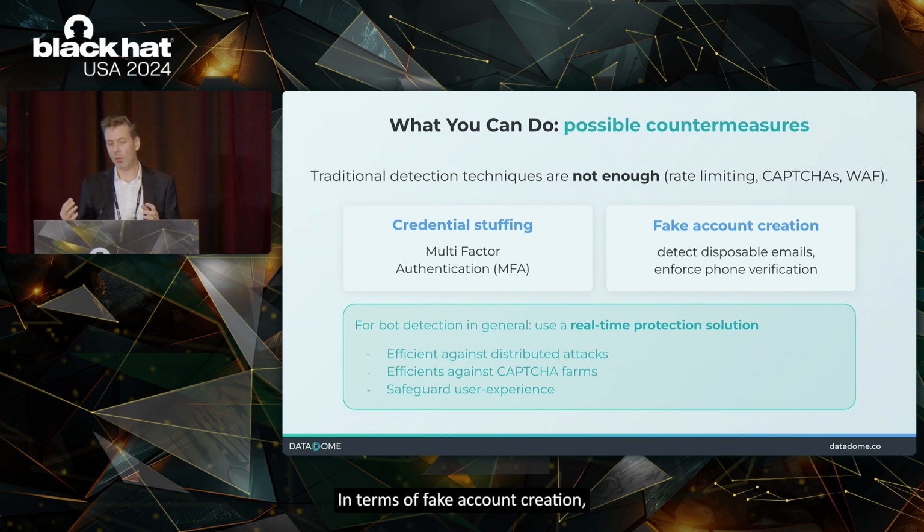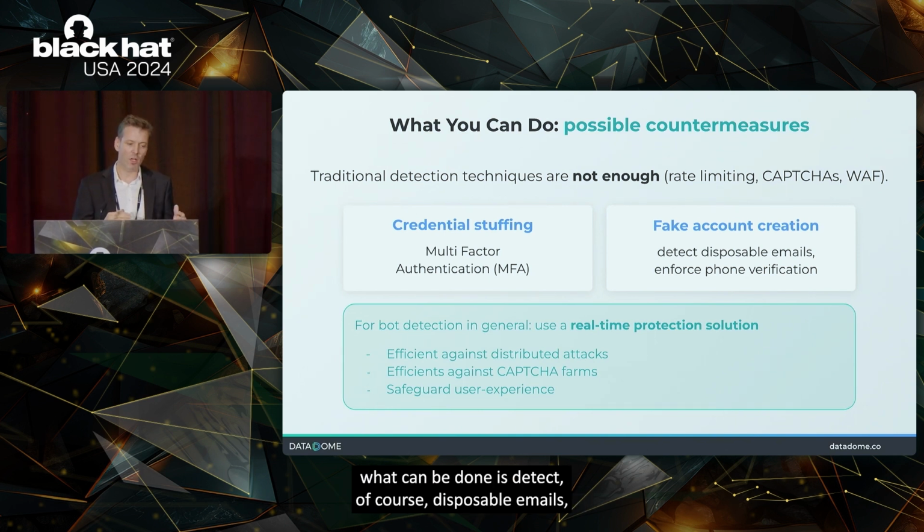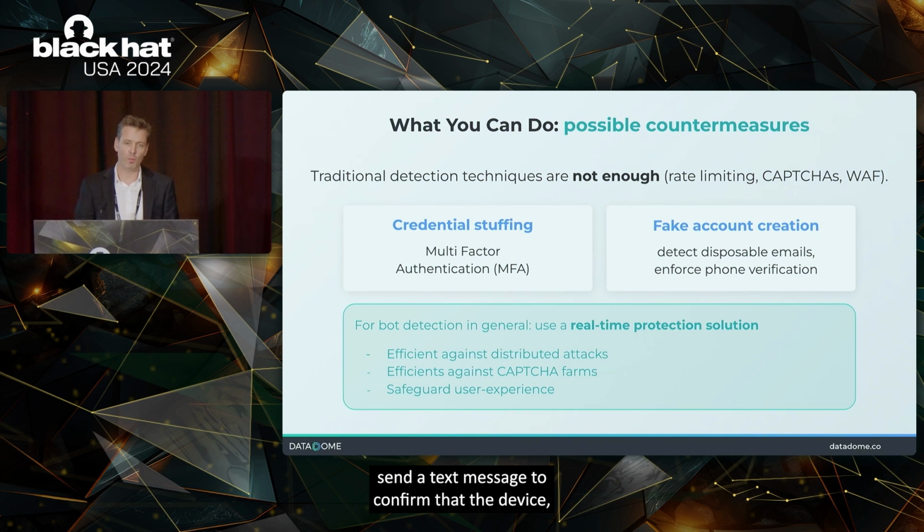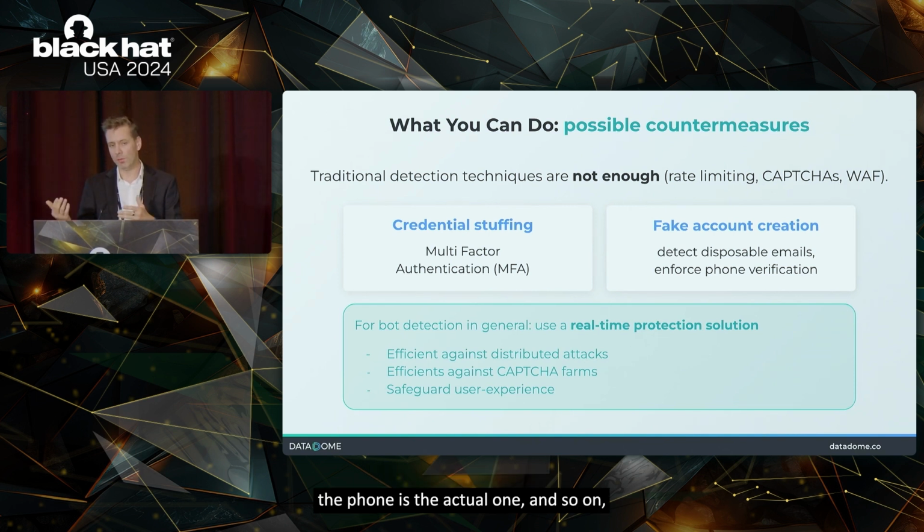In terms of fake account creation, what can be done is to detect, of course, disposable emails, making sure the email being used is an actual one and it's not coming from a temp email address. Checking the phone number helps. Send an SMS, a text message, to confirm that the phone is the actual one, and so on. But what is very important is to have a real-time protection solution.